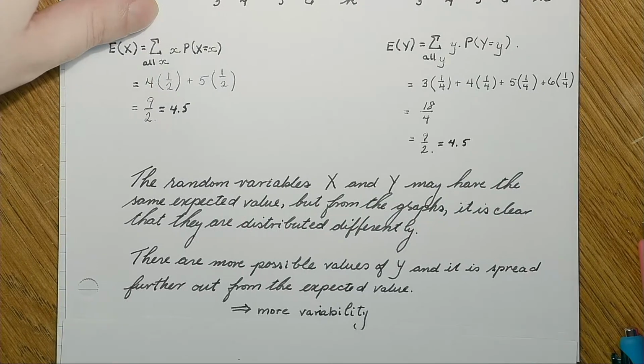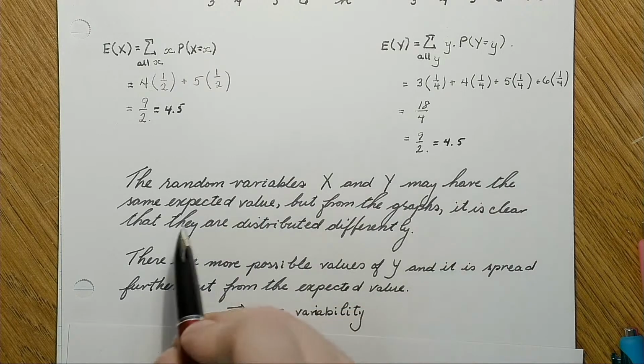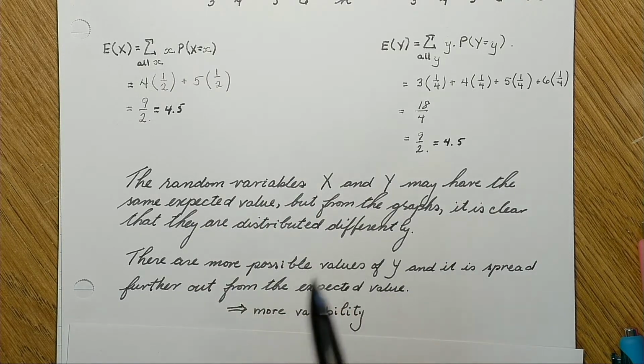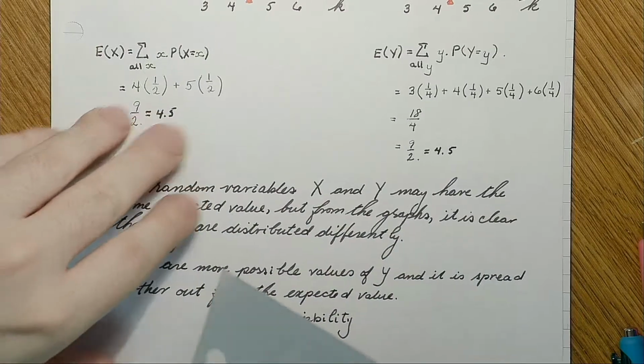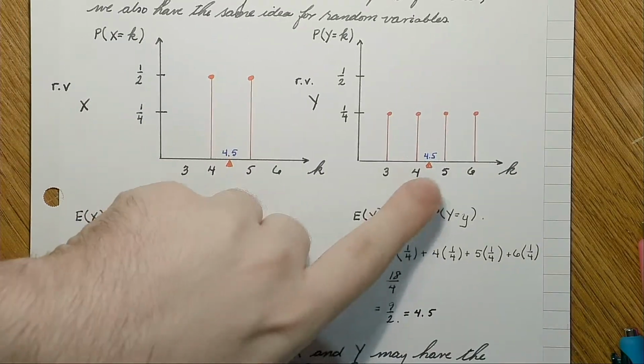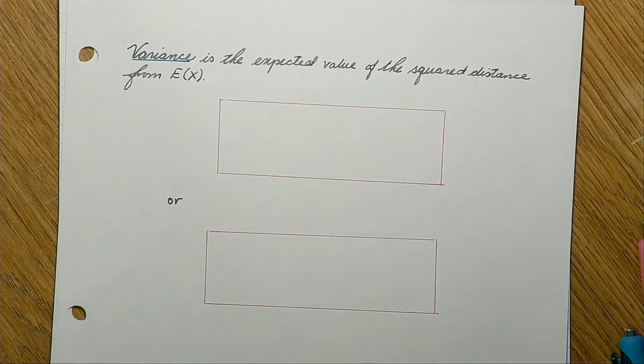So I've just written that down here. Again, x and y may have the same expected value, but from the graphs it's clear that they're distributed differently. There are more possible values of y, and it is spread further out from the expected value, so therefore it should have what we call more variability. So using that idea of a measure of how far all these values are from the expected value, this is what we came up with. Not myself, but this is what mathematicians came up with.